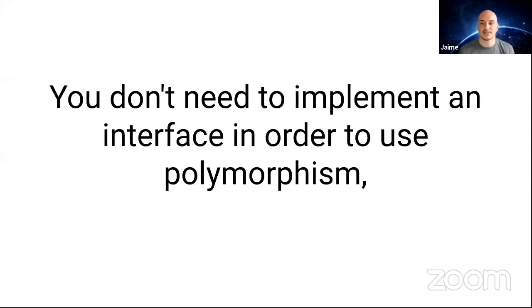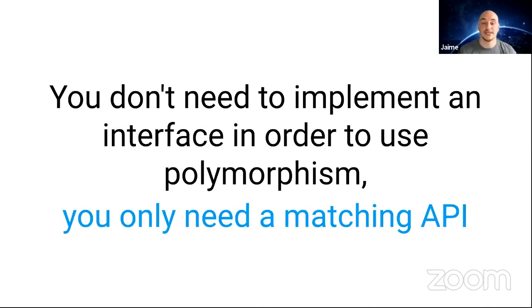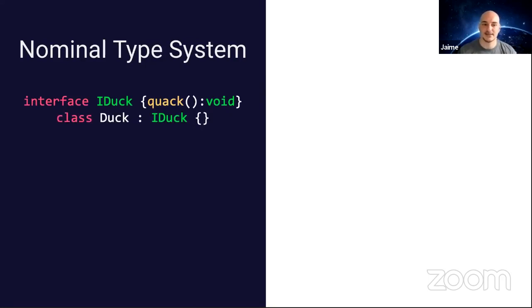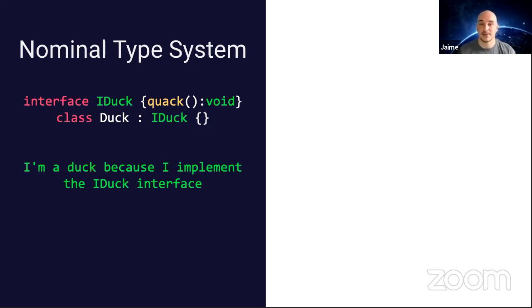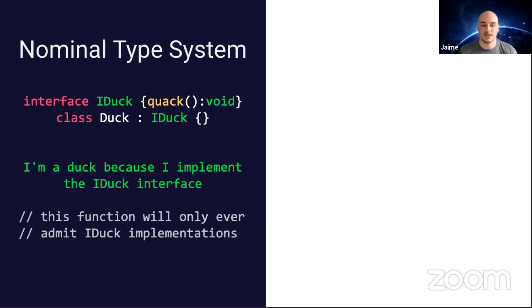And what this means is that you don't need to implement an interface in order to use polymorphism. You only need a matching API. So in a nominal type system like C# or Java, if you have an interface IDuck and you have a class that implements that interface, you're a duck because you implement that specific interface. This function will only ever admit IDuck implementations and nothing else.